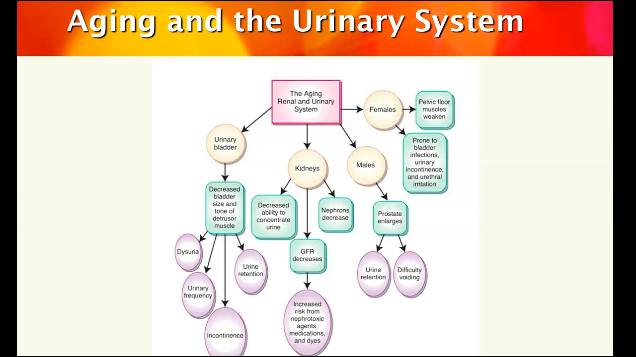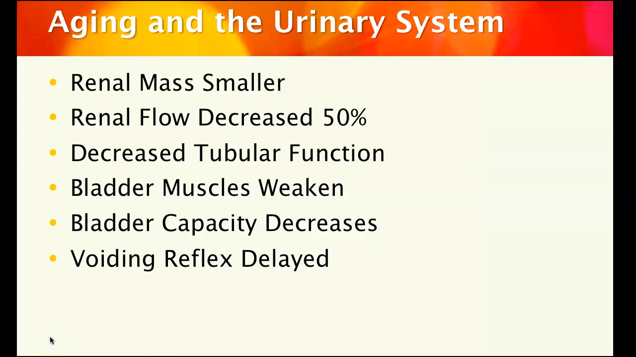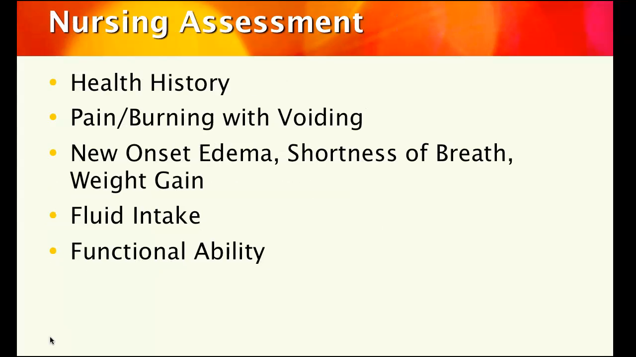For the male patient, as you age, the prostate actually enlarges, which means that you're at high risk for urinary retention and difficulty voiding. Females, you are prone to bladder infections, urinary incontinence, and urethral irritation, as well as the pelvic floor muscles weakening. So these are all components of aging in the urinary system that we need to be aware of as nurses. And then these are just the text versions of what I've already said, so you guys can look through those on your own.